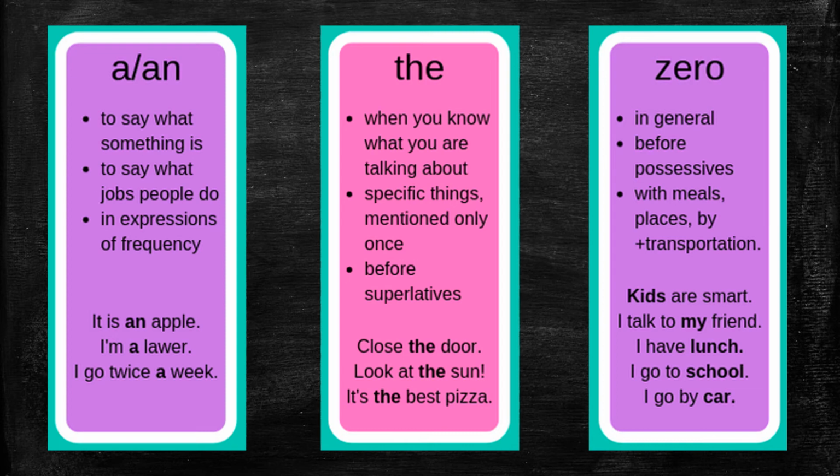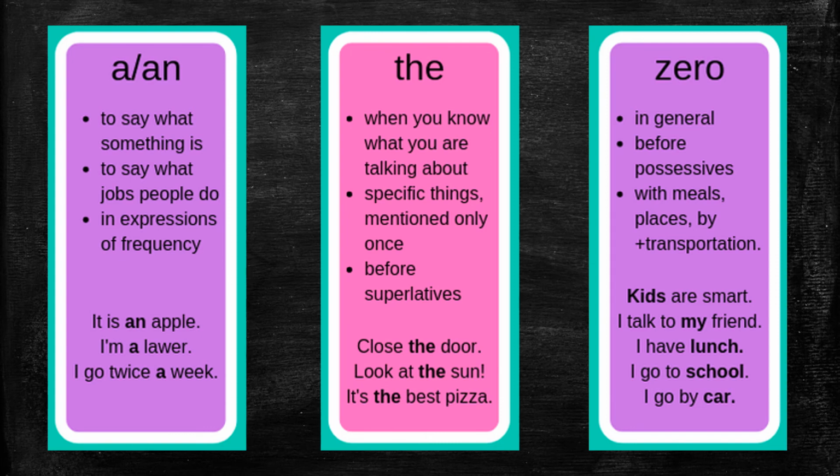I talk to my friend. In this case, I don't need any other article because I'm using a possessive, my friend. I have lunch. With all the meals of the day, lunch, dinner, breakfast, we don't need the article the. We have to have it empty, zero article. I go to school. I'm talking about a place, it is not necessary to use the. I go by car. Always when I use by, I will use the means of transportation without any article there.